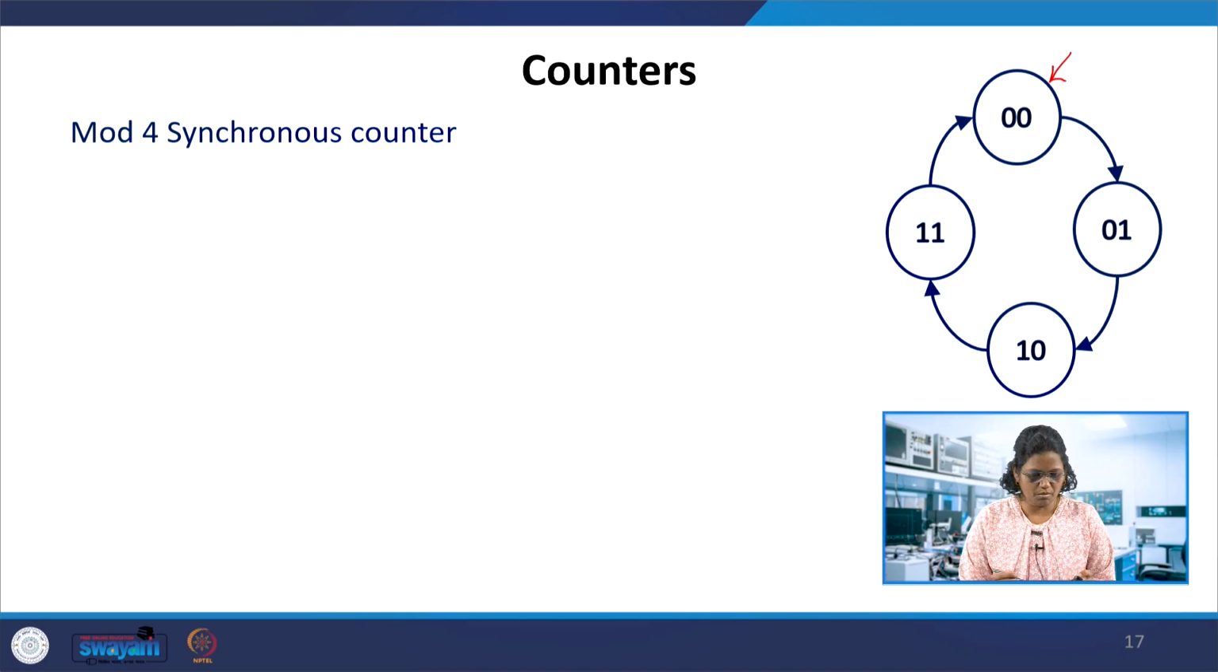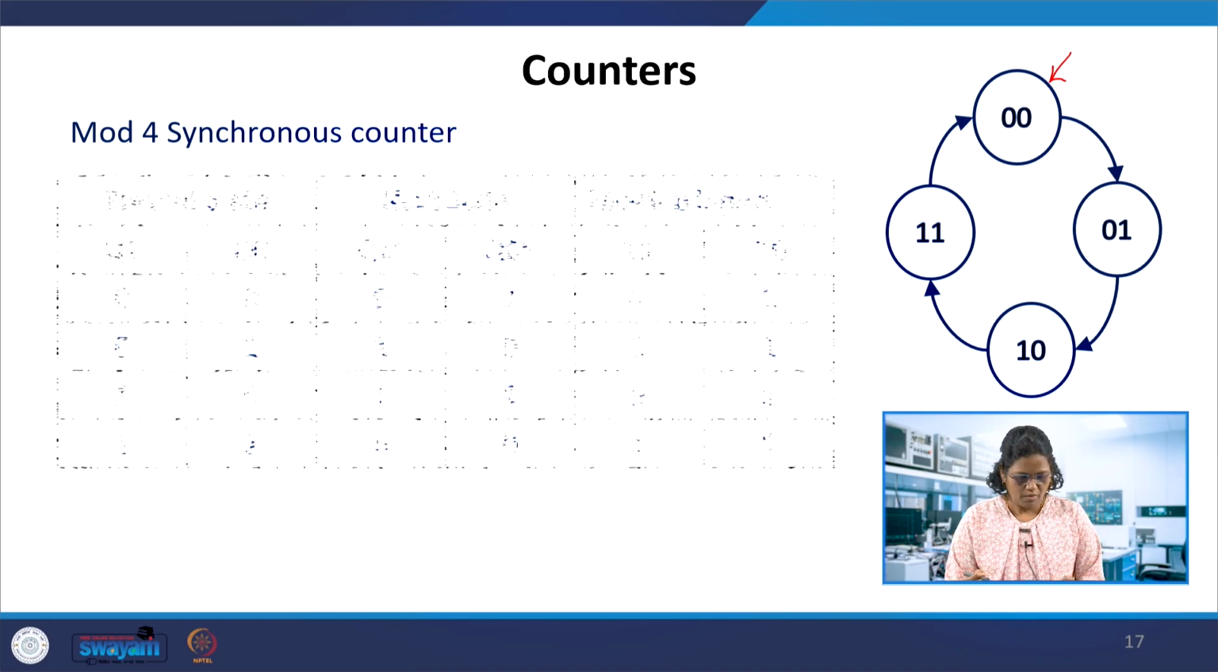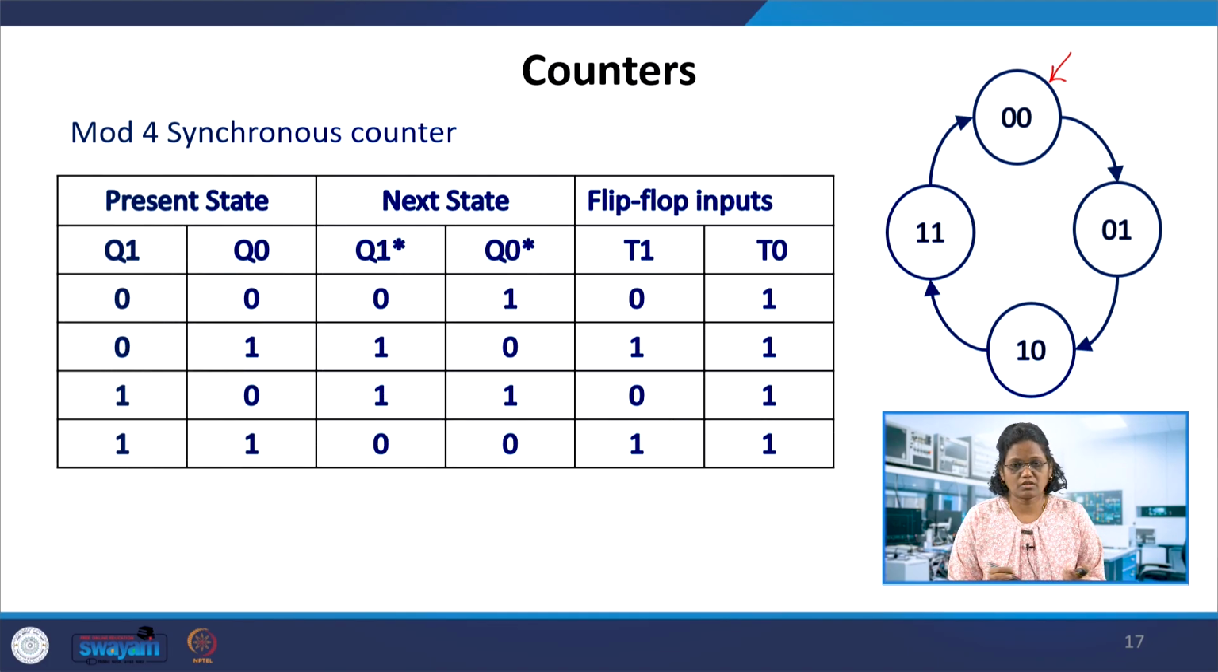So in this mod 4 synchronous counter, actually the synchronous sequential circuits, all the flip flops use the same clock. Here we have 4 states and 2 bits, so we'll be having 2 flip flops, right? So here we used the T flip flop. It can be any D flip flop or JK flip flop, but for simplicity we have taken the T flip flop, and we have also converted the D to T, and we will be using those modules to design this mod 4 counter.